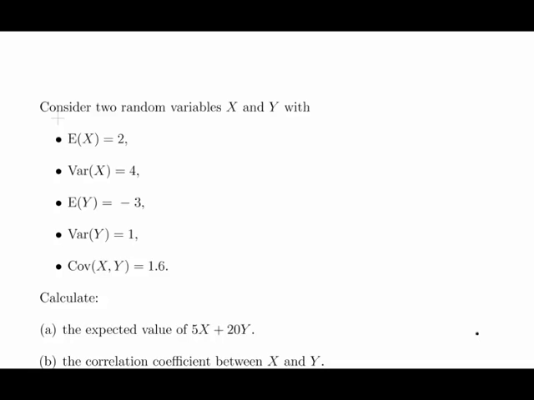Okay, in this presentation we're going to look at random variables. Consider two random variables, x and y, where the expectation of x is equal to 2. The variance of x is equal to 4. The expectation of y is minus 3. The variance of y is 1, and the covariance of x and y is 1.6.